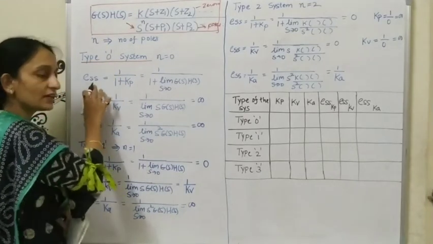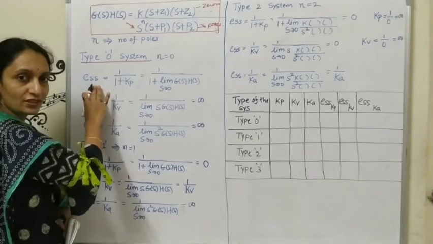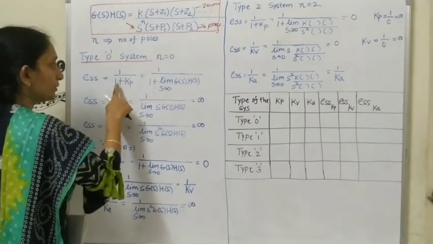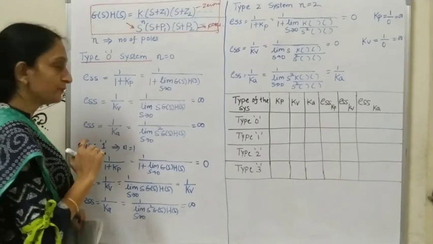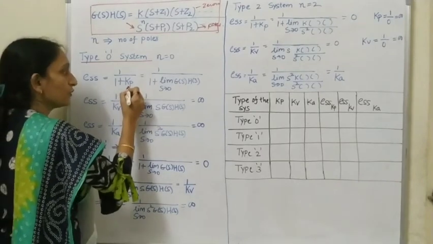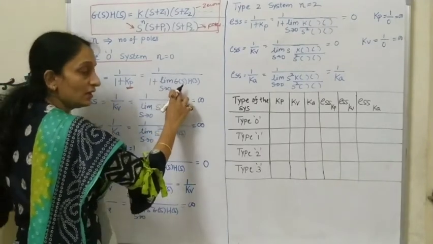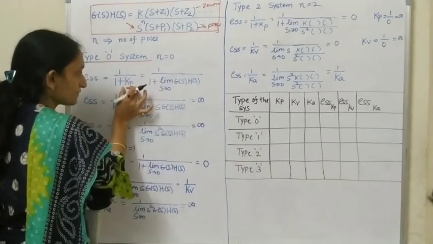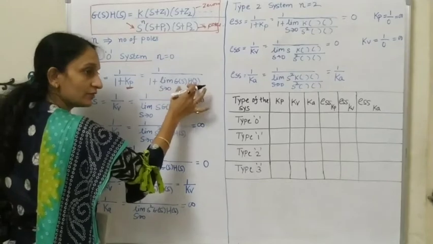Okay, so now start. For steady state error with position error constant, we have derived the formula ESS is equal to 1 upon 1 plus Kp. So see, we know the formula for Kp. What is Kp? Limit s tends to 0, G(s)H(s). So we have substituted Kp here with the formula.